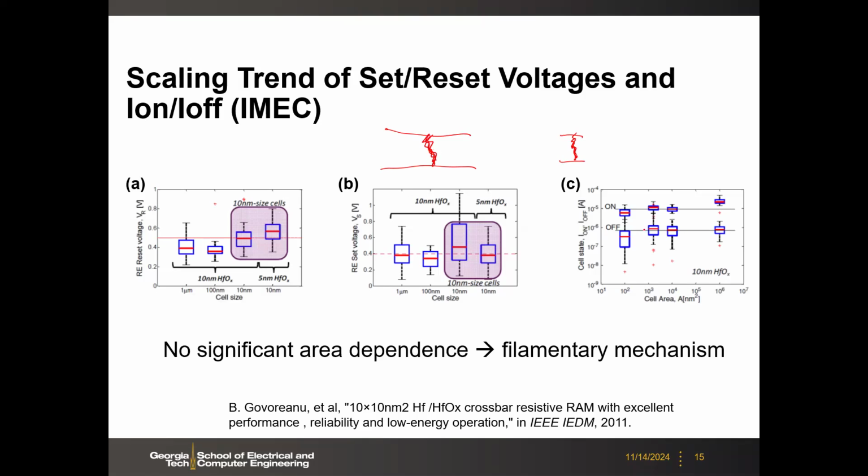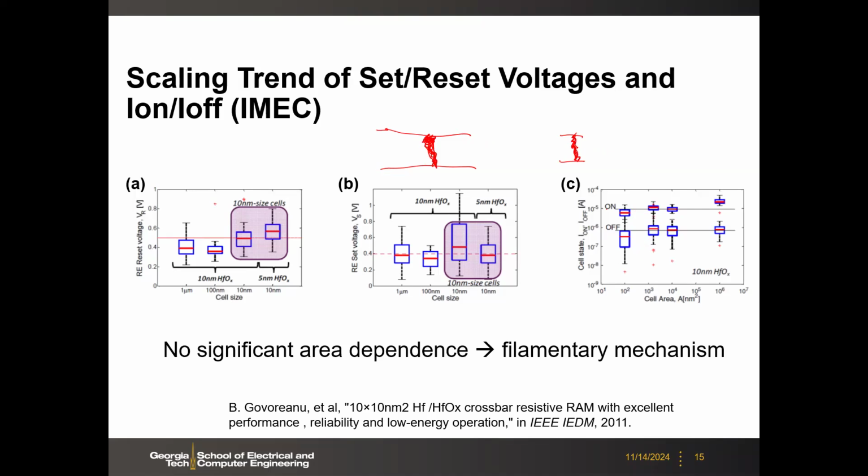This is also verified by the resistance, or let's say current, for different device areas. No matter if it's a large device or small device, the on and off current, especially the on current, is almost the same, because the on current depends on the diameter of this filament, right? Even though you have a large device, most of the area is insulating, so you only have this local filament, same as a small device.